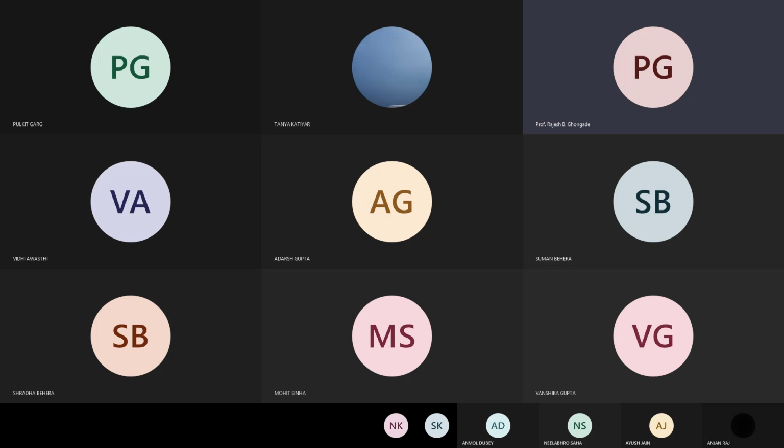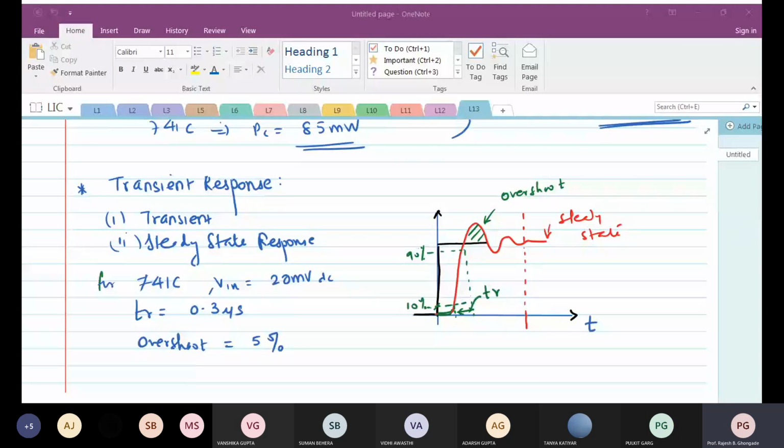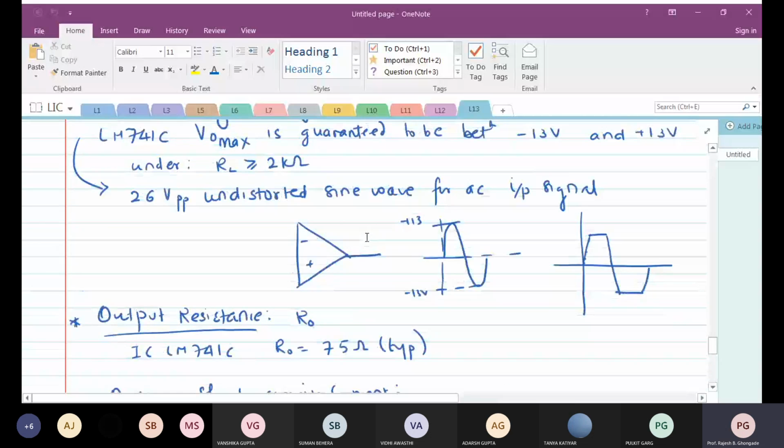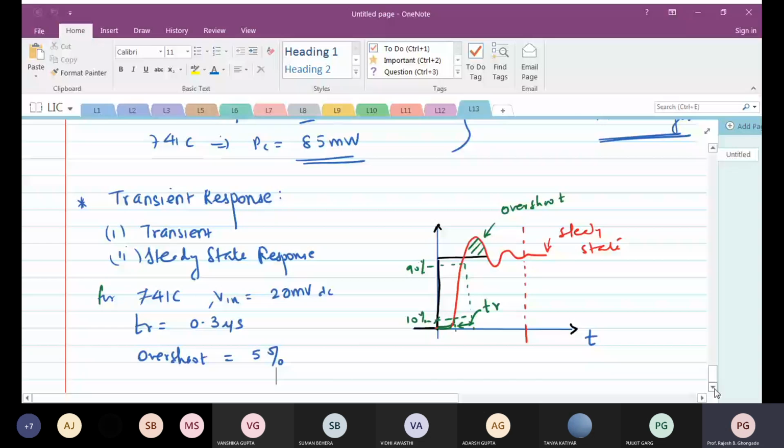All right. Yesterday we were talking about the parameters of operational amplifier, and we have seen quite a couple of parameters. But there was a question, maybe a request from some of you that they didn't understand this transient response. Is that right? Yes, sir. Okay. So we'll start with that.